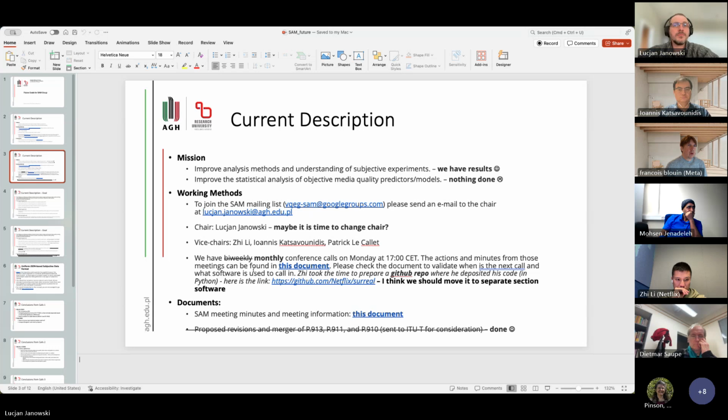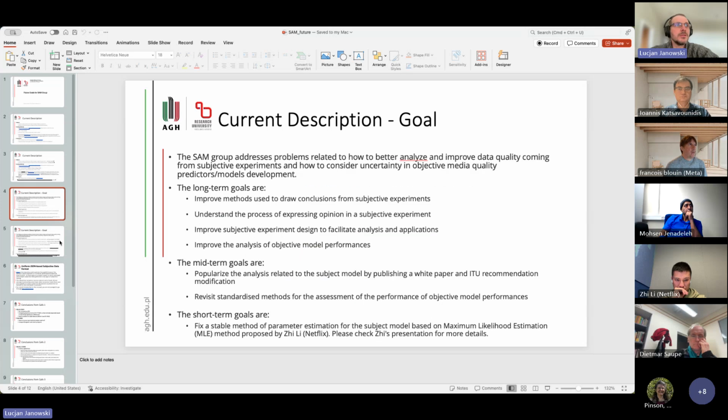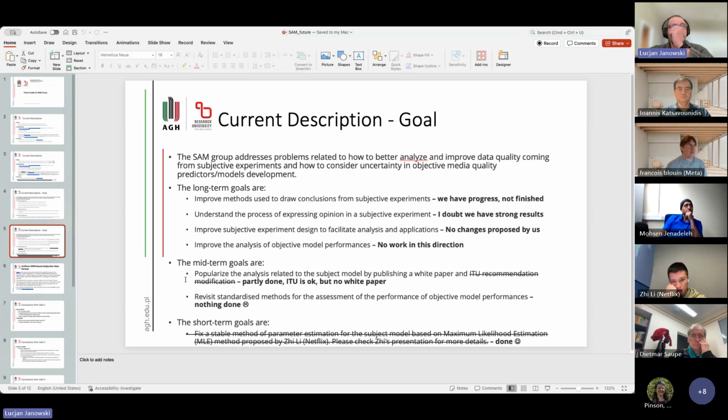It's a proposal. So maybe I will go through the website to the end, and then we can discuss it. So then the current description of the goal of the SAM, we've got the short-term goals, where there was this maximum likelihood estimation. This is done, so definitely we have to change it from the short goal point of view. We've got a midterm goal where there was publishing ITU recommendation, which was done, and this is excellent.